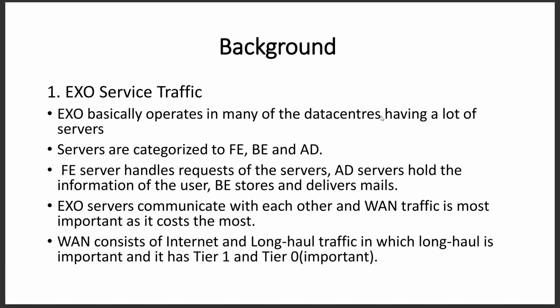There are basically two types of WAN traffic: internet traffic, which is between servers and user devices, and internal long-haul traffic, which is between the EXO servers themselves. Internal long-haul traffic is further divided into tier 0, which has higher priority, and tier 1, which has much lower priority. Managing this traffic is essential to keep costs down and ensure smooth operation.